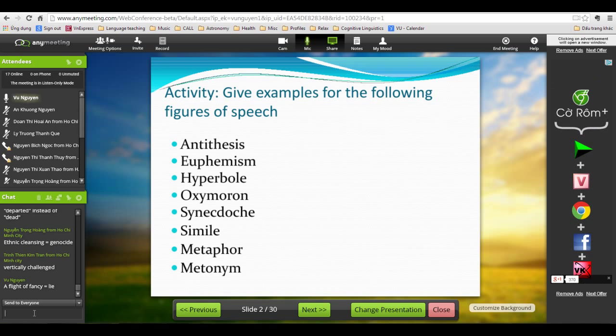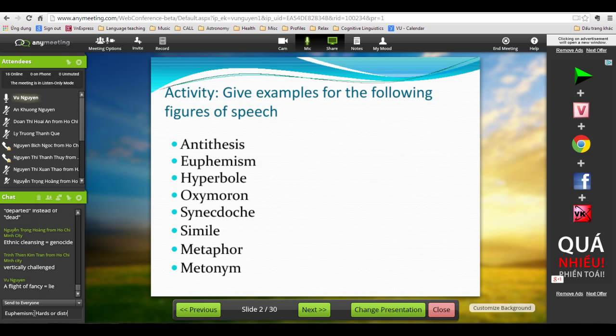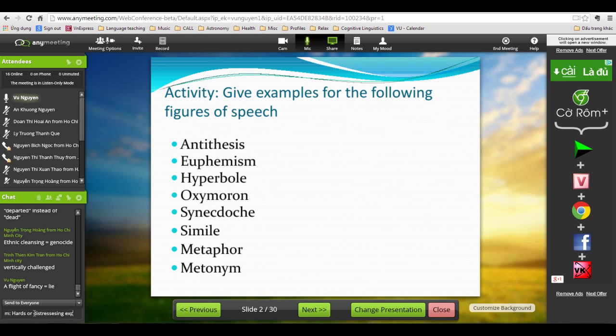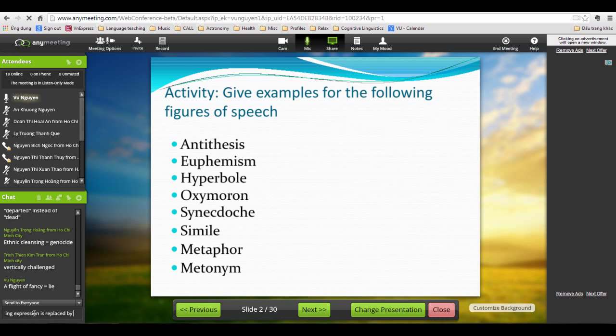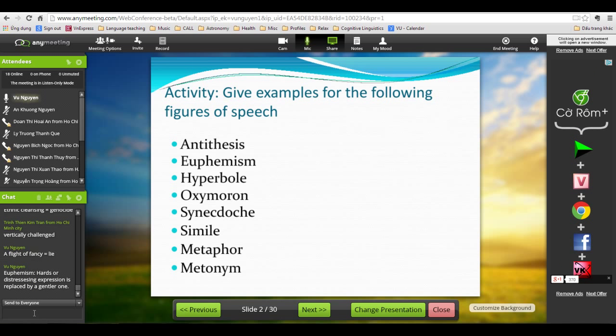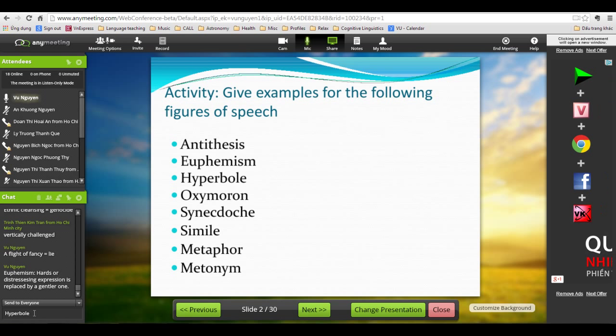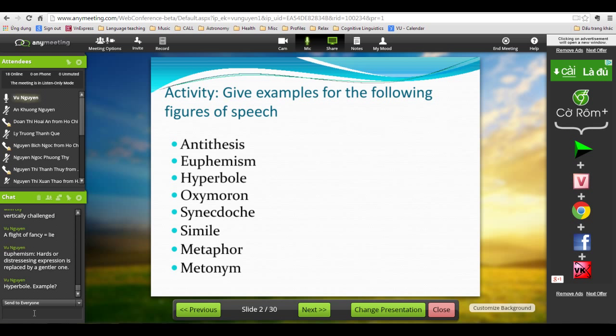Okay, so in euphemism, harsh and distressing expressions are replaced by a gentler one. Now next, let's keep going with hyperbole. Give me another example of this figure of speech.